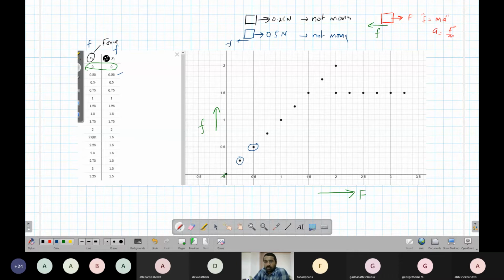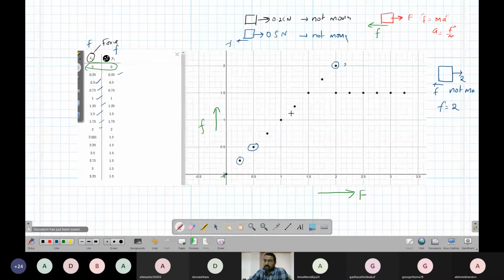I will apply 0.5, 0.75, 1, 1.25, 1.5, 1.75, so maybe 2. You can see here 2, 2. So the moment I applied 2, I am observing it is not moving. So that means F should also be equal to 2. Okay, so if you plot it, you'll get a straight line like this.